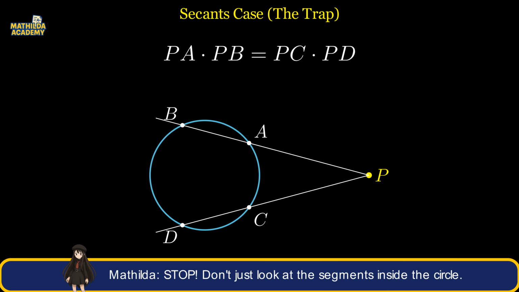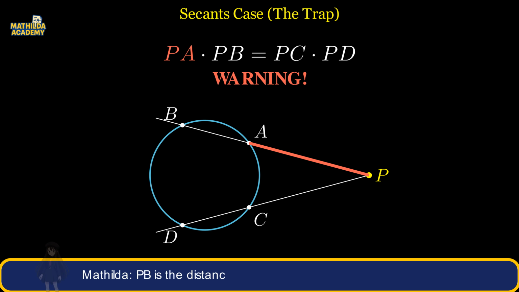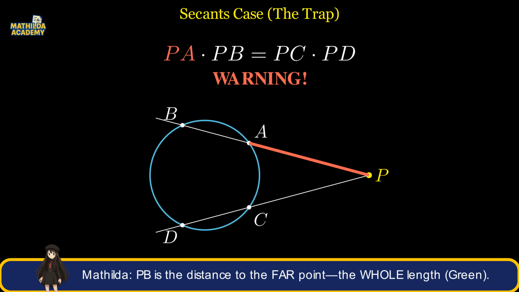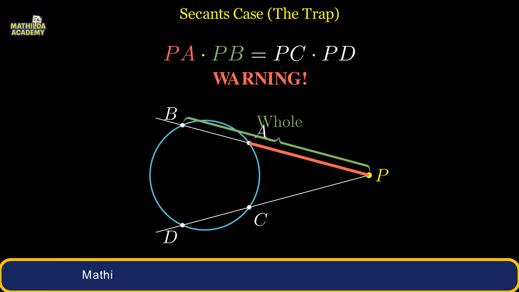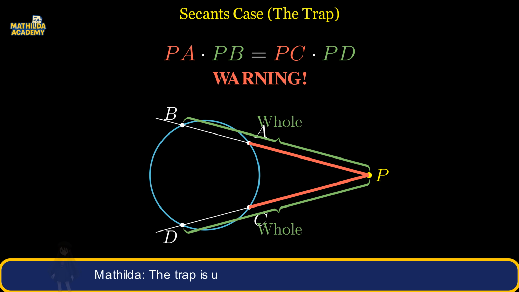Stop! Don't just look at the segments inside the circle. PA is the distance to the near point, red. PB is the distance to the far point, the whole length, green. The same applies to the other side, PC, external, and PD, whole. The trap is using the internal parts AB or CD. Never do that.